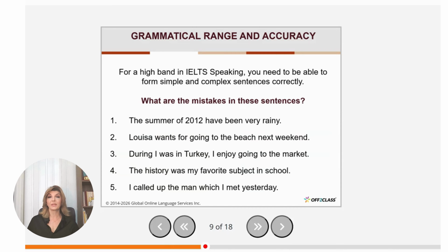So here we have the summer of 2012 have been very rainy. So that should be the summer of 2012 has been very rainy. Luisa wants for going to the beach next weekend. So we have the wants here. Luisa wants to go to the beach next weekend. During I was in Turkey, I enjoy going to the market. So think, what is wrong here? What else can I say? How else can I structure this to make it correct? And the answer would be, when I was in Turkey, I enjoyed going to the market.